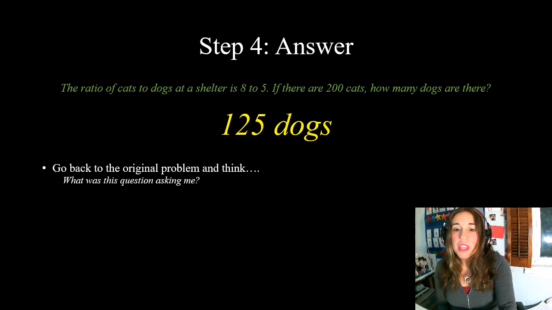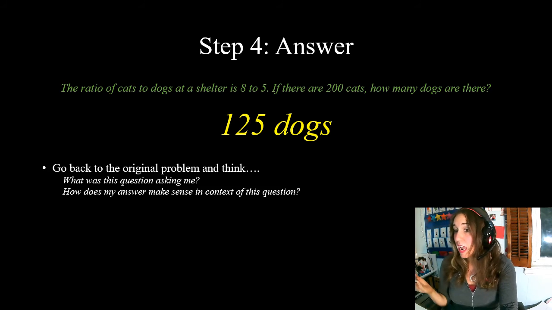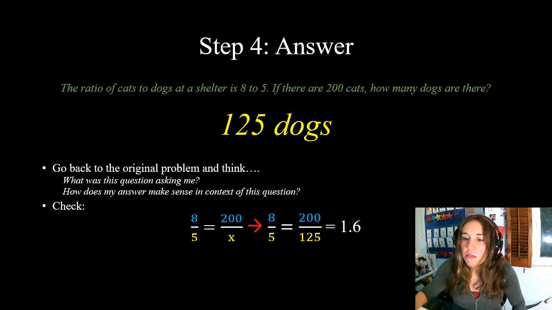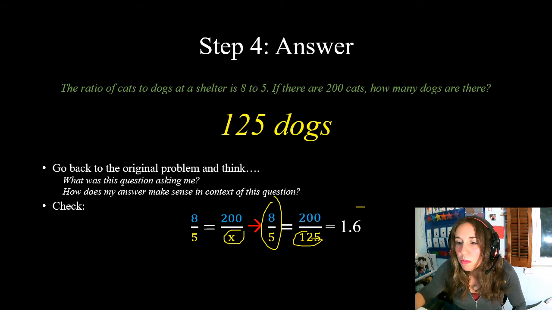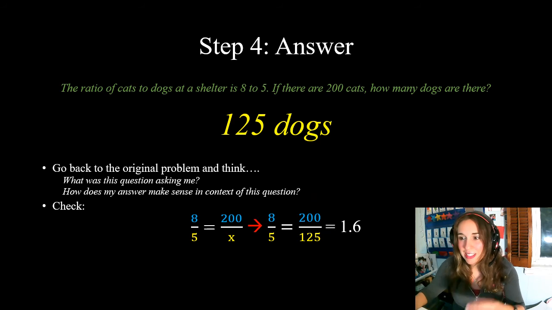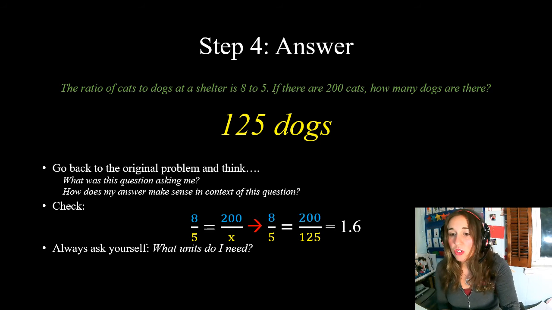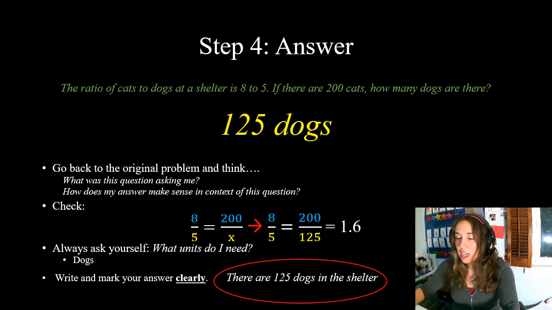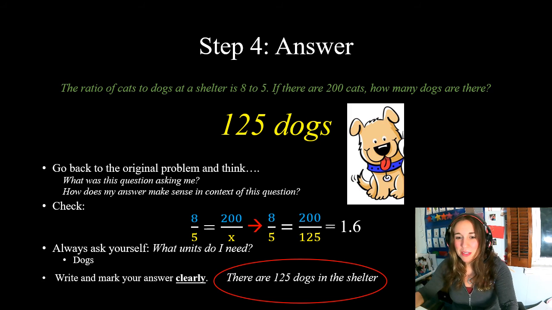So go back to the original problem and think, what was the question asking me? Does my answer make sense? Which we just talked about. And then you should always check it. So I'm just going to plug in 125 where my x was. I reset up my ratio, plugged in 125. 8 over 5 equals 1.6, and 200 over 125 equals 1.6. So this is indeed the correct answer. And then you always want to ask yourself, what units do I need? Oh, this was 125 dogs, right? So we're dealing with dogs here. So write and mark your answer very clearly. I like to write in a sentence when I'm doing word problems, so I wrote there are 125 dogs in the shelter. Please always circle your answer so it's very clear. Okay? They're my dogs.